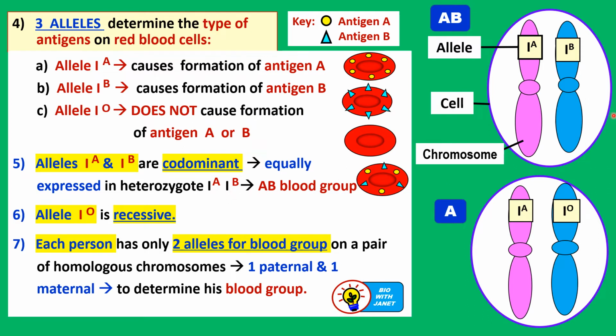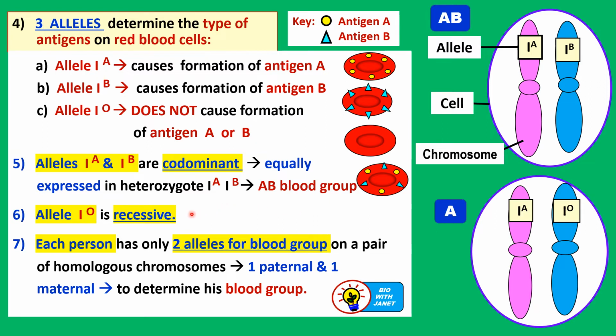Now, let's look at this picture of a cell from a person who has alleles IA and IB. IA will cause the formation of antigen A on red blood cells, and IB will cause formation of antigen B on the red blood cells. That means this person will have red blood cells with 2 antigens on it, right? A and B, antigens A and B. Thus, he will have the blood group AB, because alleles IA and IB are co-dominant.